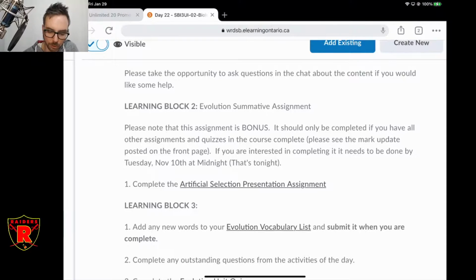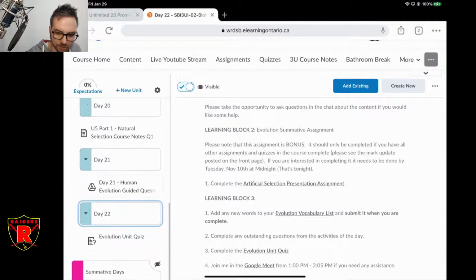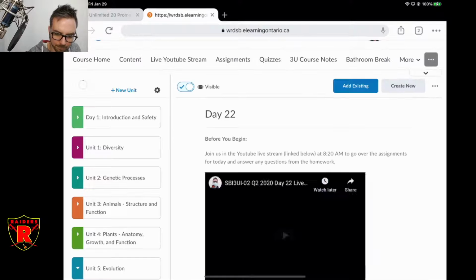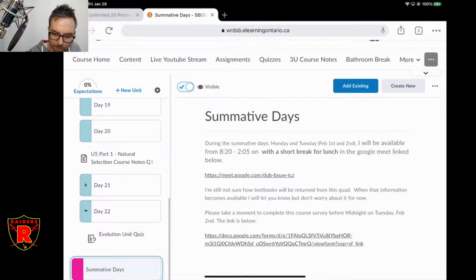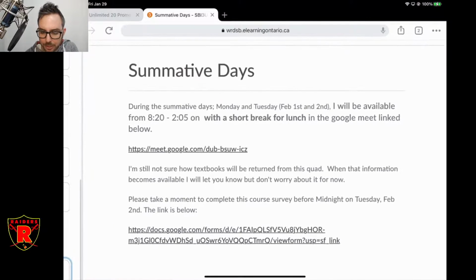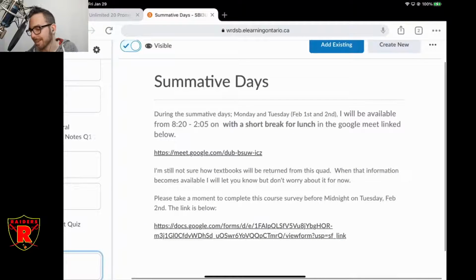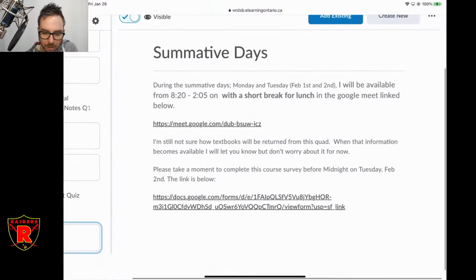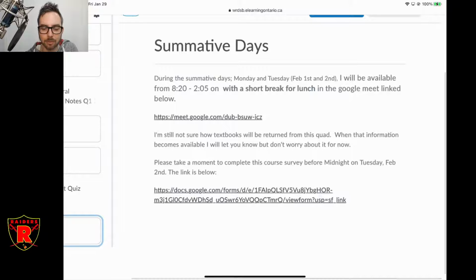The last thing I wanted to point out quickly here was that I've added this summative days tab. So you see it at the bottom right there, and it mentions the availability on Monday and Tuesday if you need it, if you're still working on stuff. So that is anytime on Monday and Tuesday between 8:20 and 2:05, with a short break for lunch. I'll probably post something in the Meet so that people can see that I've just popped out to eat something quickly. But anyway, I'll be online the entire time during both of those days. There's the Google Meet link. It's the same link for both days.